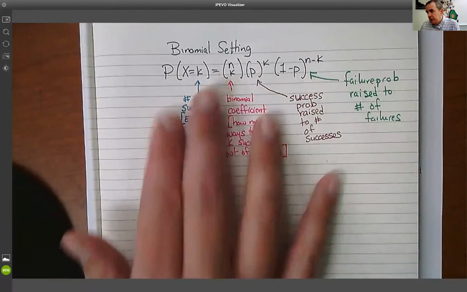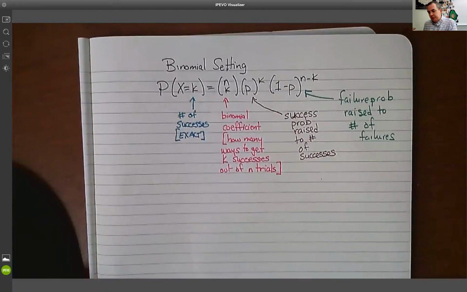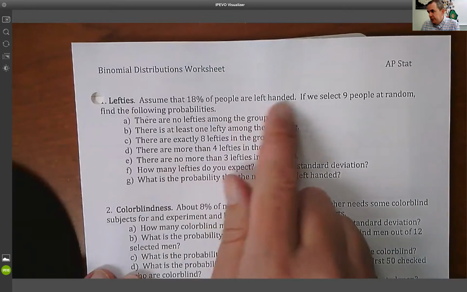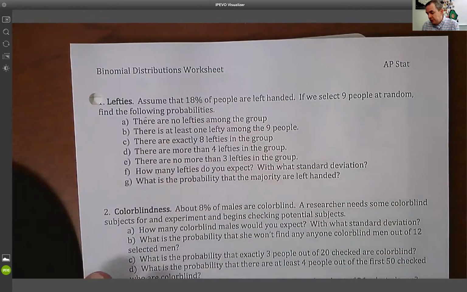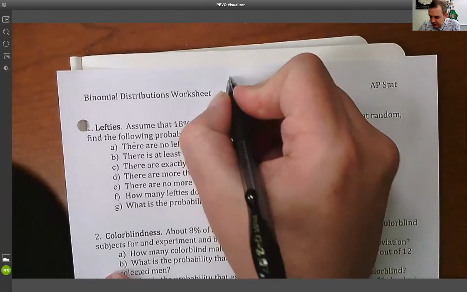This is going to be the formula. But when I look at a binomial setting, I need to ask myself 3 questions. So let's take a look here. Assume that 18% of people are left-handed. If we select 9 people at random, find the following probability. So if we're going to think about this as a binomial setting, here's the 4 questions you have to ask.